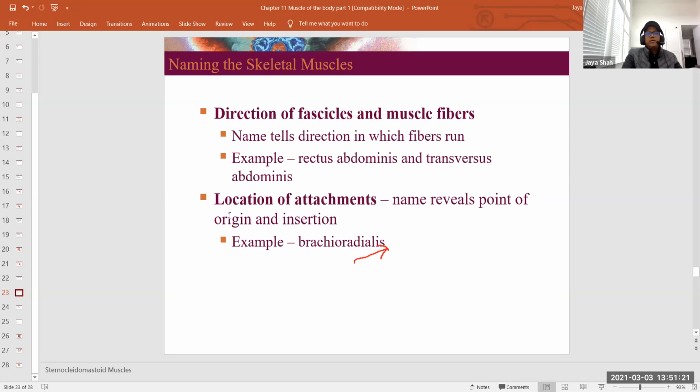That is the direction of fascicles and muscle fibers. Some names tell the direction of muscle fibers, like rectus abdominis. Rectus means straight, so the one straight along the abdomen is rectus abdominis. If it is transverse, then transversus abdominis. Names can also tell where they are attached, like here in the neck, you have the sternocleidomastoid muscle. That means it starts from the sternum and clavicle, and it is attached to the mastoid process of the temporal bone. That's why you call it sternocleidomastoid. Or brachioradialis, which means it is attached to the brachium and radius.